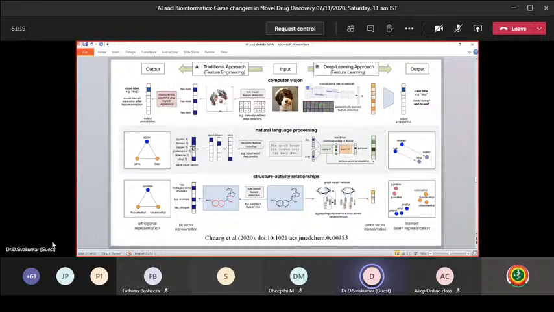Right, and this is another example, of natural language processing. So, for example, now you will have your text here.